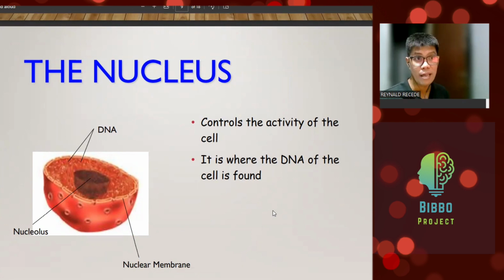It's also found in the mitochondrion or mitochondria. And there is a theory that before daw, si mitochondria was an independent organism. That is something that we're going to discuss in another video lesson. So kung nakikita natin, si nucleus, there's the DNA, meron din siyang nucleolus, which is a part of it, and also the nuclear membrane.